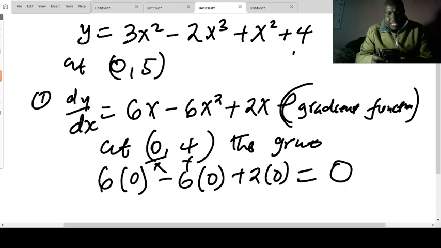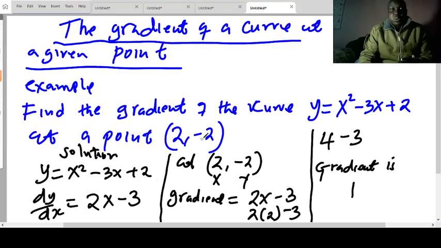At what point is the gradient? Very good. Now we are going to use the gradient to find a point. Here, like this one, we were given the point 2, 2. So I want us to do the reverse of this question.